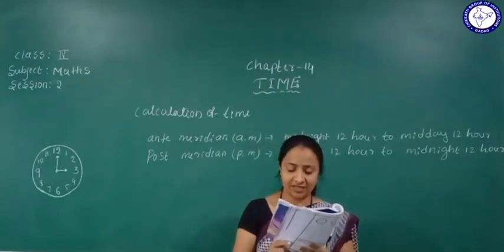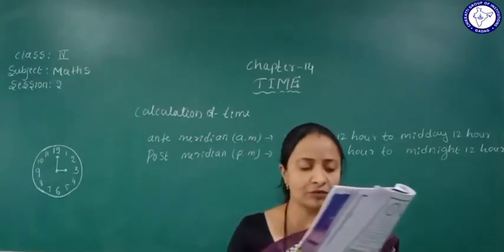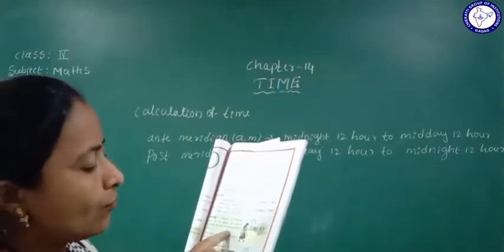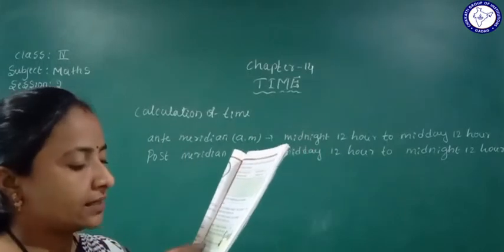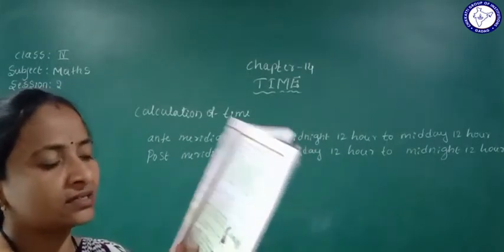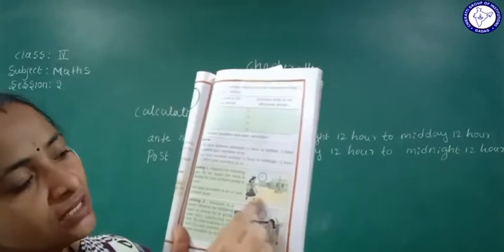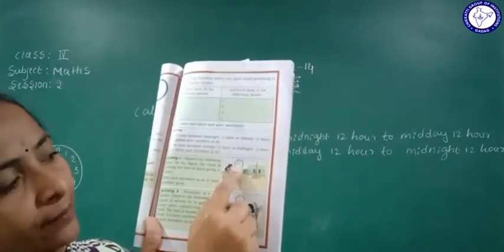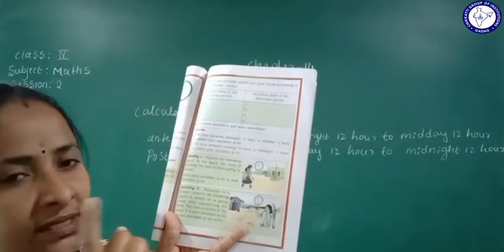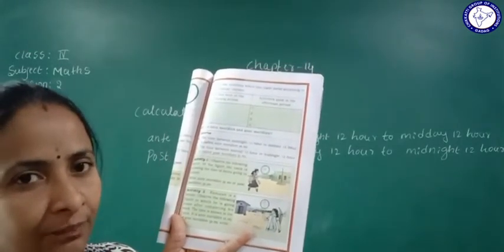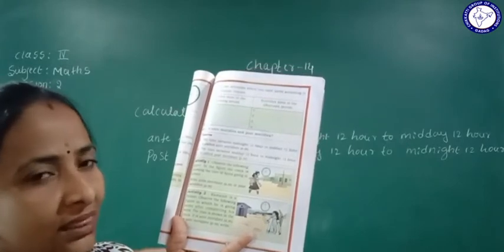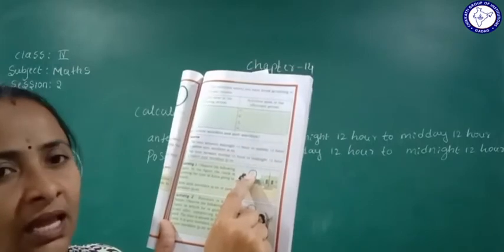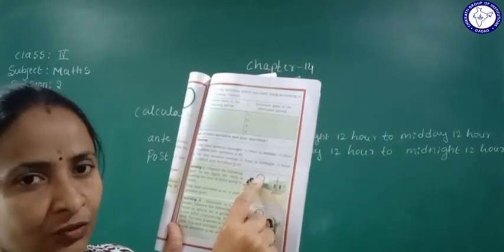Here is one of the activities given. Observe the following figure. In the figure, the clock is showing the time of Anita going to school. Is it anti-meridian or post-meridian? In this picture, Anita is going to school at 10 o'clock. Is it anti-meridian or post-meridian? Morning 10 o'clock, that is anti-meridian. AM, she is going to school at 10 o'clock AM.